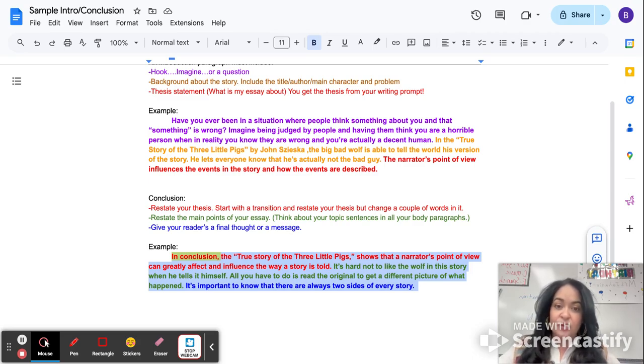Remember that tomorrow your narrative is due, your homework. And for social studies, you need to finish the Google Form about the Second Continental Congress.